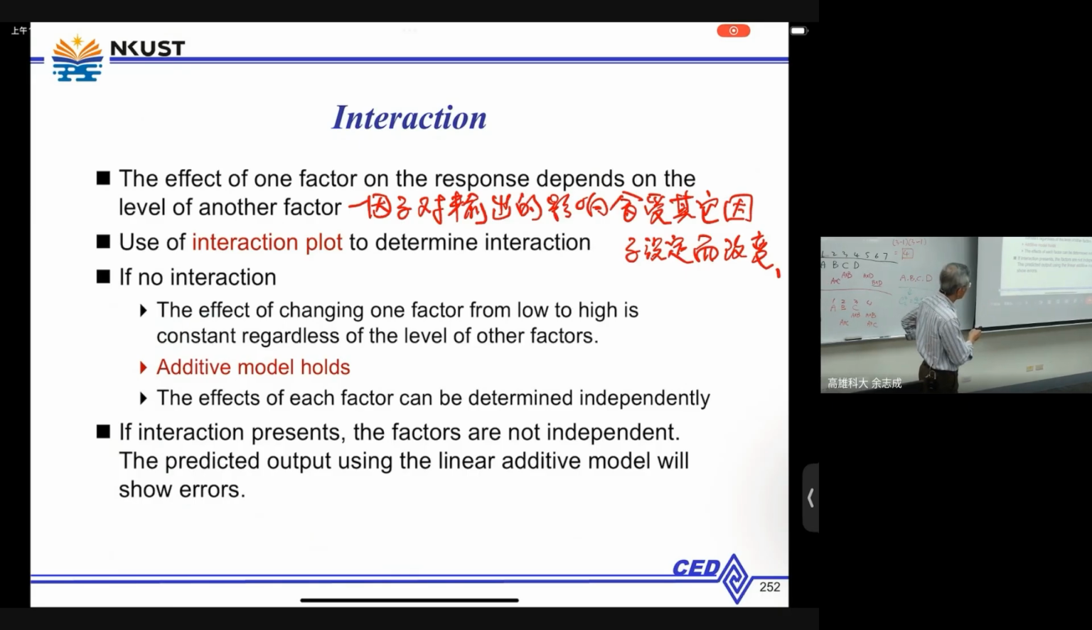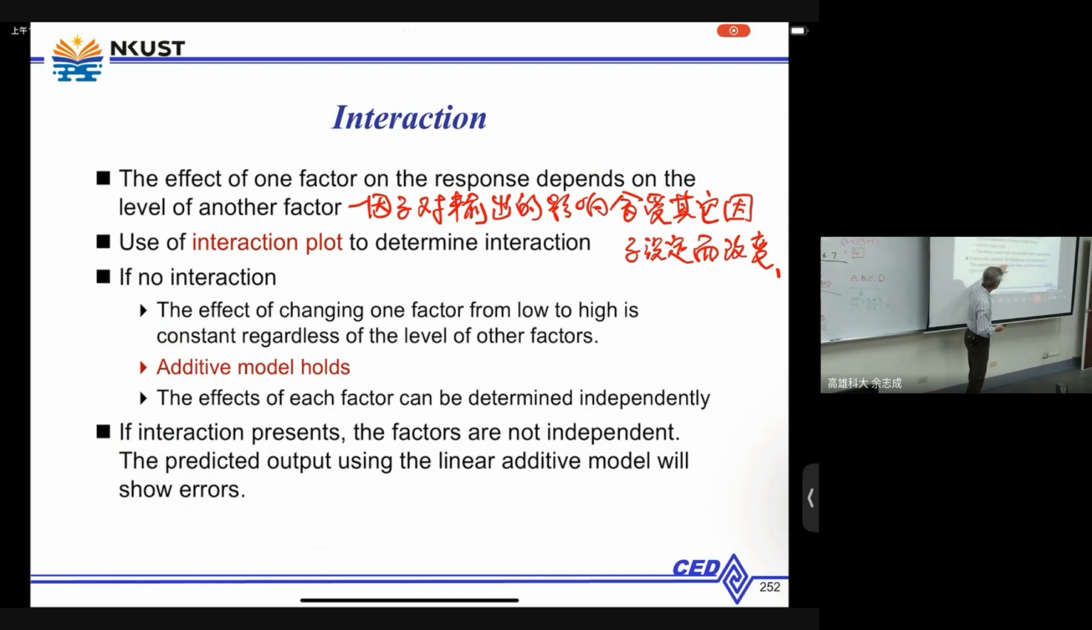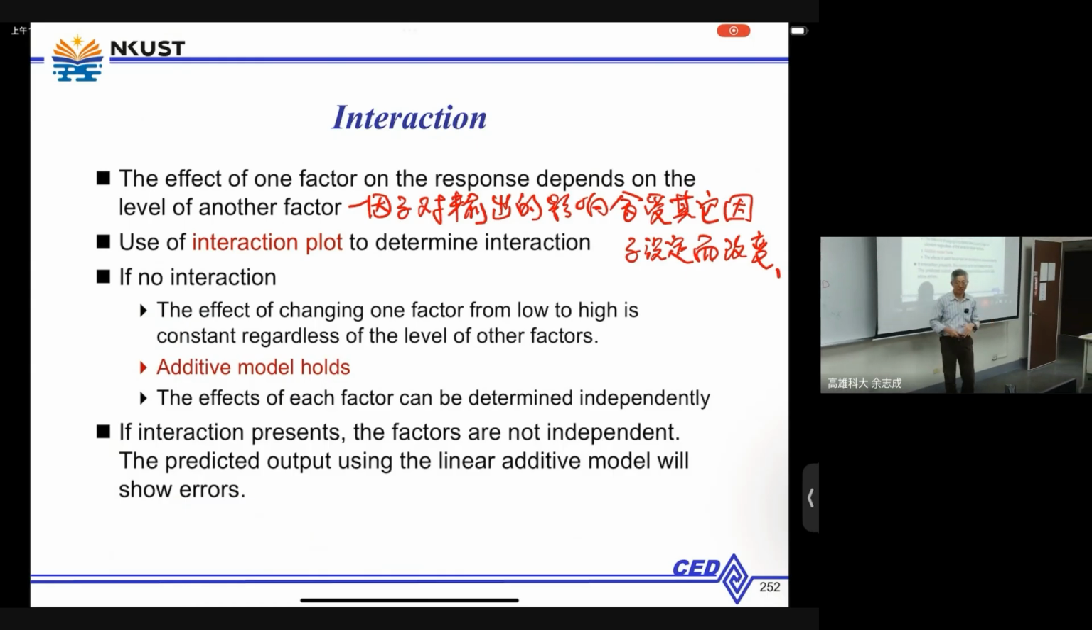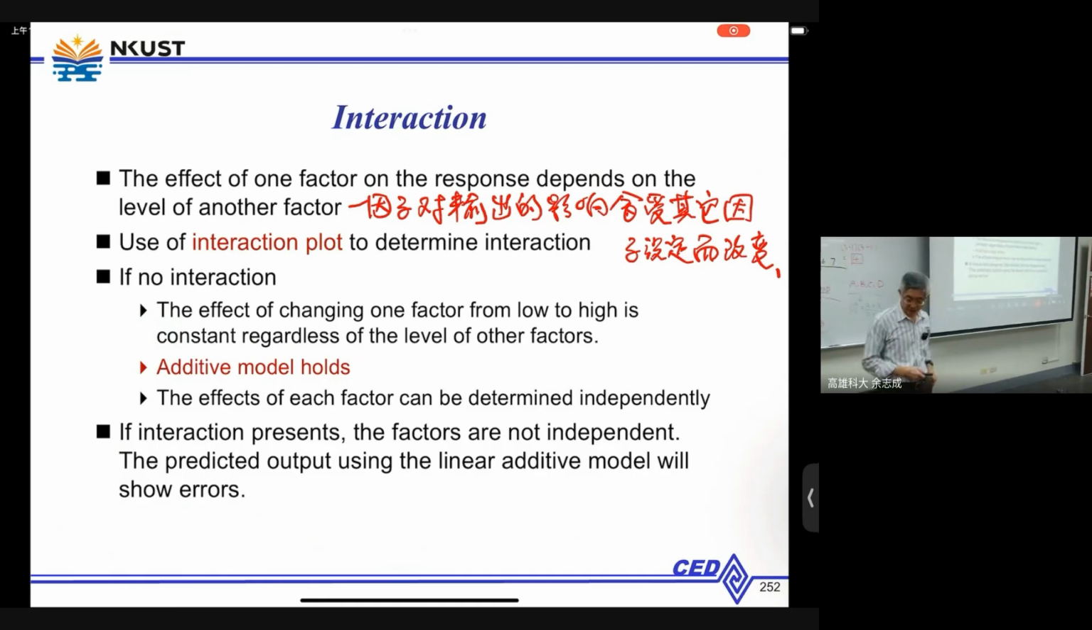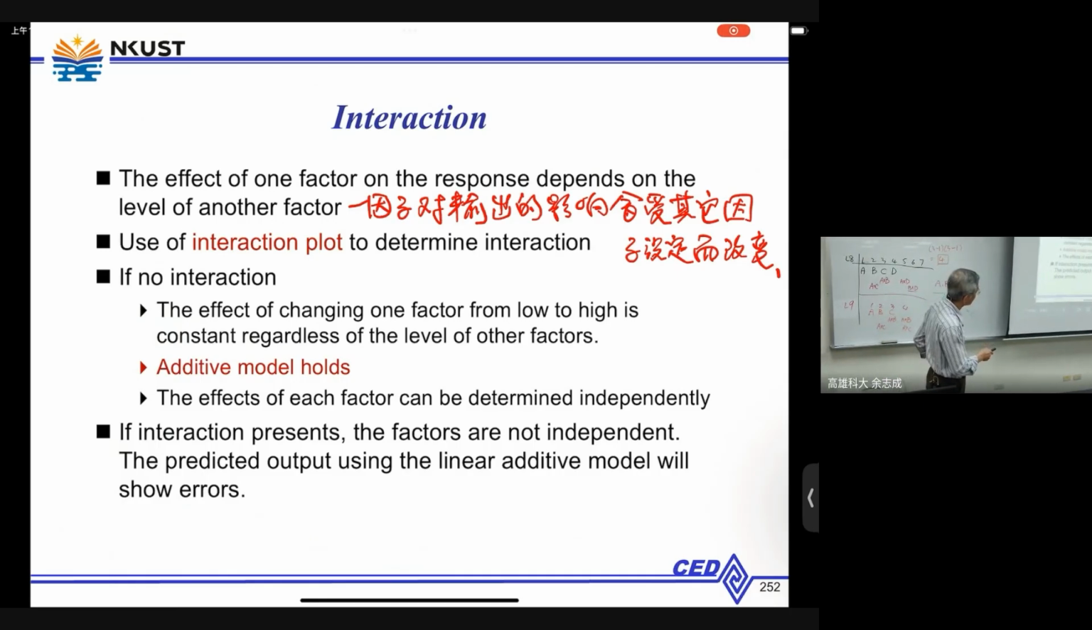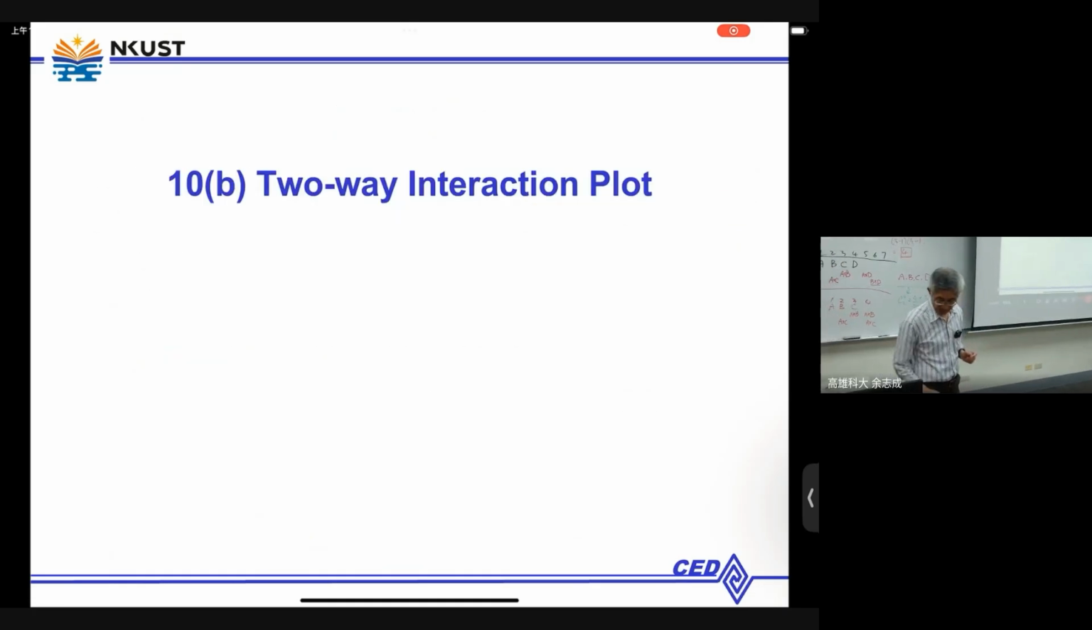And the effect of changing from one level to another level will be independent from the selection of other factors. The model will be independent, and the main effects will be independent from each other. But if there is an interaction, which means that the factors are not independent, then the prediction output using this model will be incorrect, which means that we'll have large error, just like what I said here.